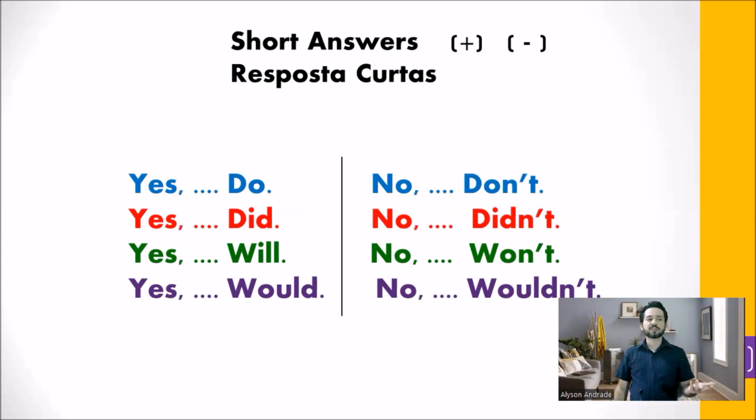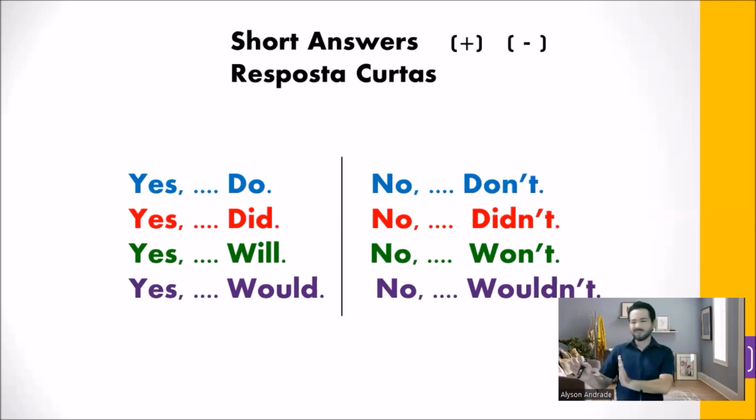Did you study English? Past. Você estudou inglês? Yes, I did. Sim, eu estudei inglês. Future. Will you study English? Você estudará ou vai estudar inglês? Yes, I will. Ok? Você estudaria? Would you study English? Yes, I would.